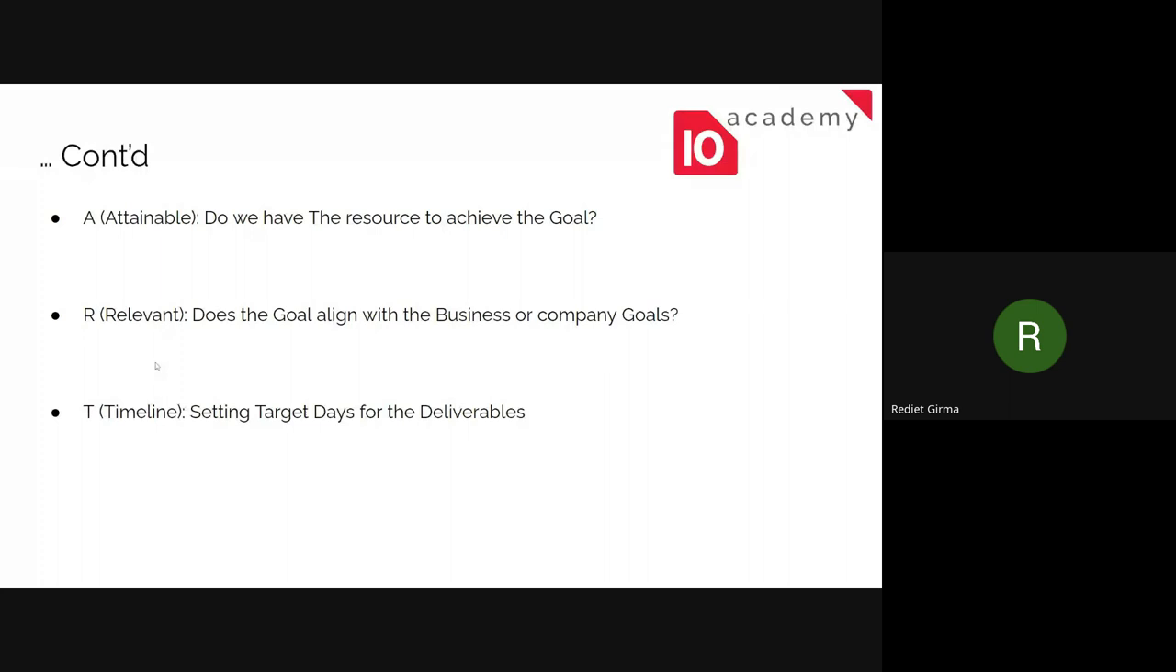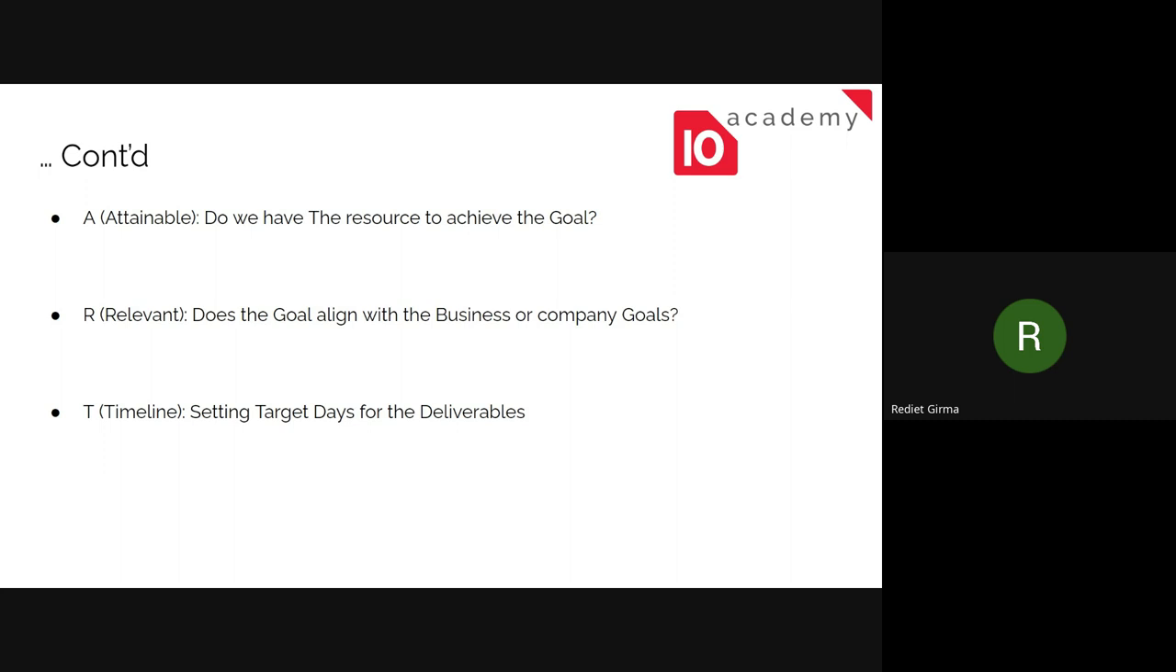And it is relevant, of course. So what do we mean by relevant again? Does the goal align with the business or company goals? If you're doing this for a company or for your business, what is the idea or the goal of that company?